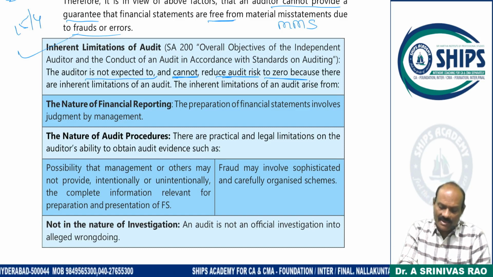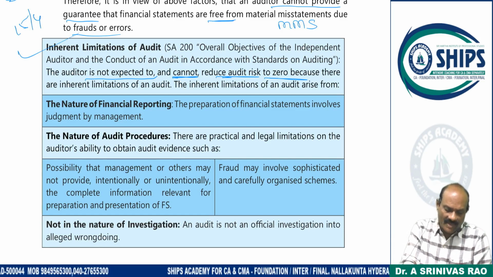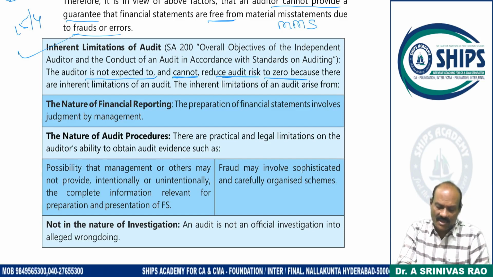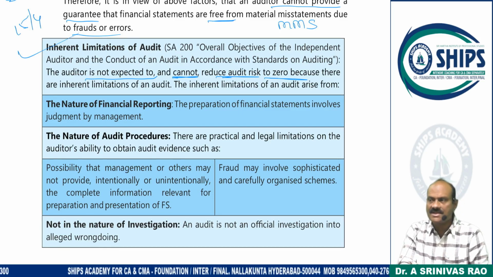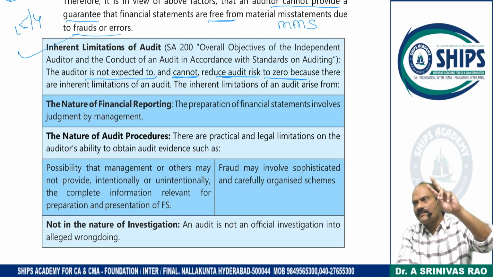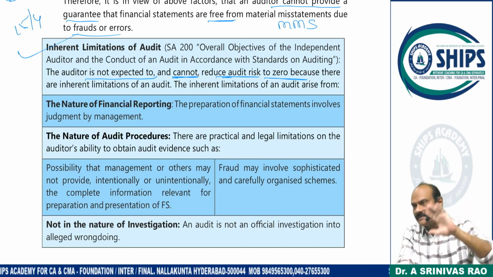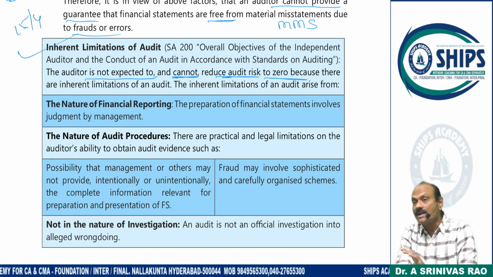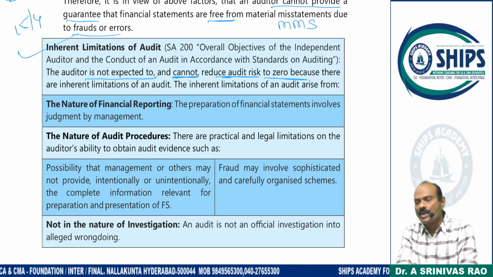And the inherent limitations of audit arise from the nature of the financial reporting. The preparation of the financial statements includes judgment by management. What is management judgment? Contingent liability, provision for bad and doubtful debts, warranties we have to pay. Then how to judge this one? Provision for bad and doubtful debts.